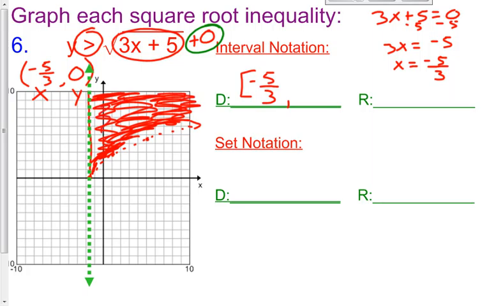And how far to the right does your shading go? Well, it goes as far right as this dotted line goes, and this dotted line goes infinitely to the right. So it goes from negative 5/3 all the way to positive infinity. So then we would say x such that x is greater than or equal to a negative 5/3.